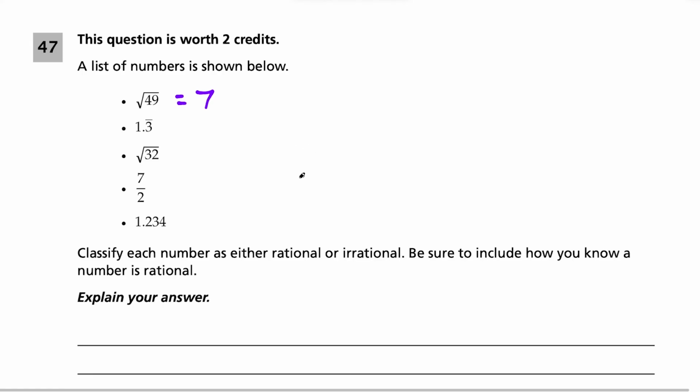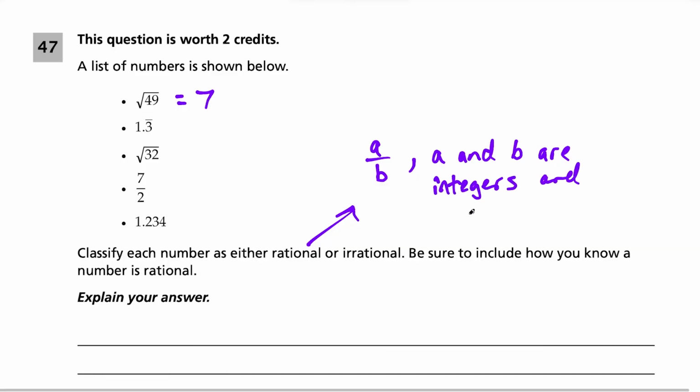Now, if you want a formal definition for rational numbers, a number is rational if it could be expressed in the form a over b, where a and b are integers. So a and b are integers. And also, there's one extra requirement here. b cannot be 0, because you can't divide by 0. Okay, so this is what qualifies a number as a rational number.